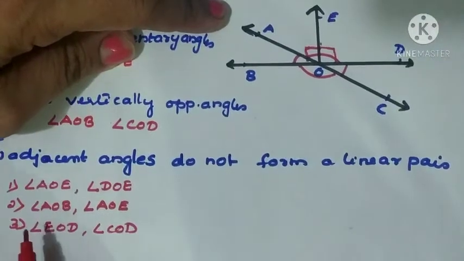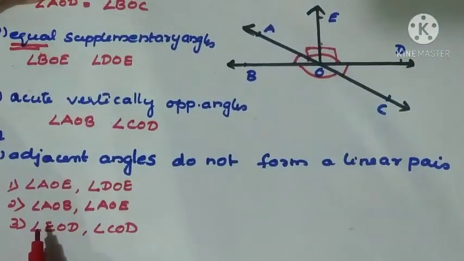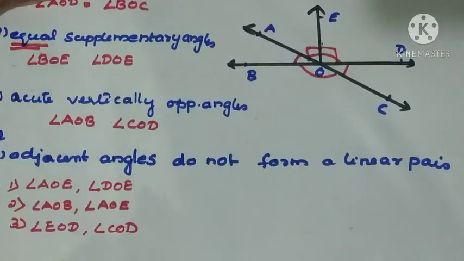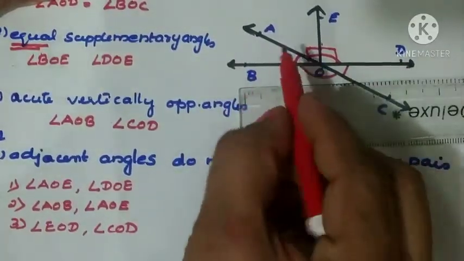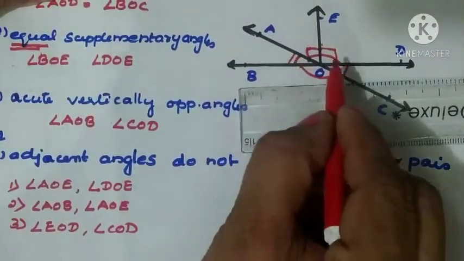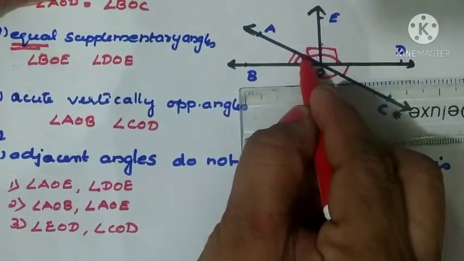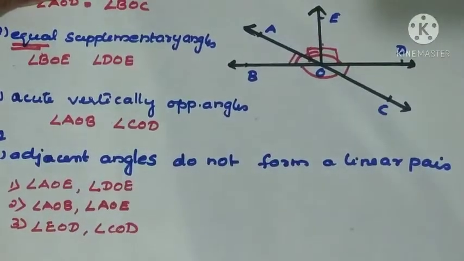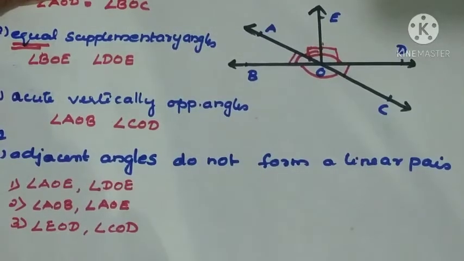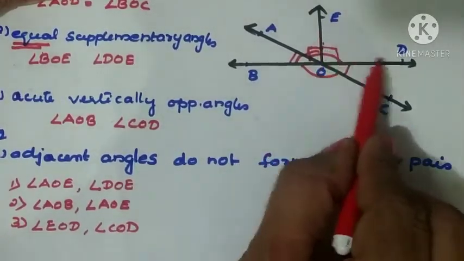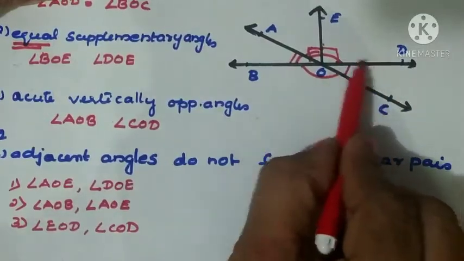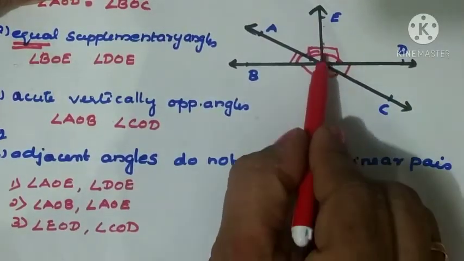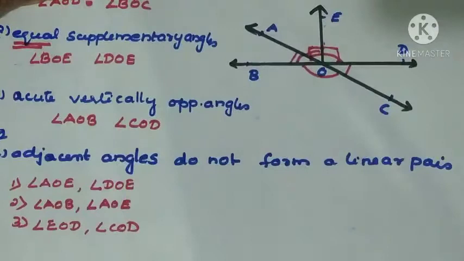Another answer we have written is AOB and AOE. See, AOB means here, and AOE means this one. Together they make complementary angles, we can say, but not supplementary angles. Now the last pair is EOD and COD. Let us check the diagram. EOD is here, COD, but it is not getting a complete line, that is, the non-common arms are not forming opposite rays. So these are the answers for this question.